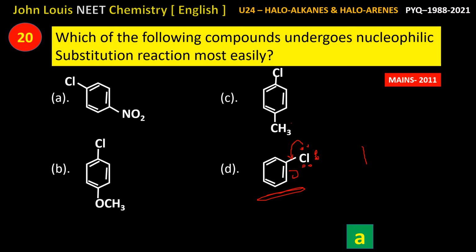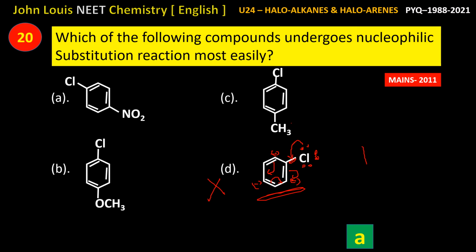Here it becomes a minus charge, then this will shift here and it becomes minus, and then again this will shift here and become minus. So it is resonance stabilized, and moreover the bond between chlorine and the benzene ring becomes partially double bonded, therefore it becomes stronger. Therefore it will not undergo nucleophilic substitution reaction easily. That is the case when chlorine is directly bonded to the benzene ring. Therefore D is ruled out.